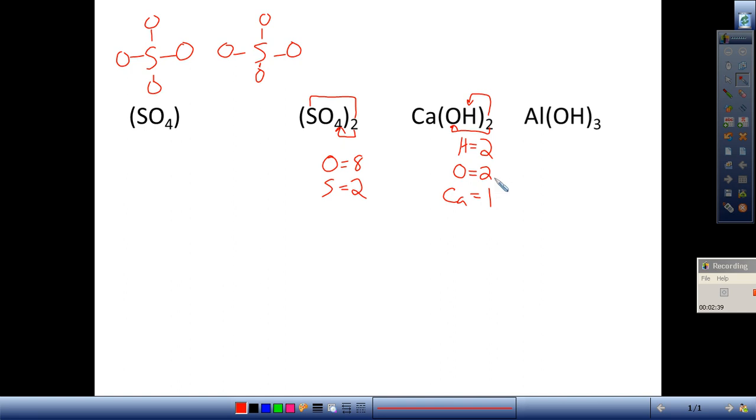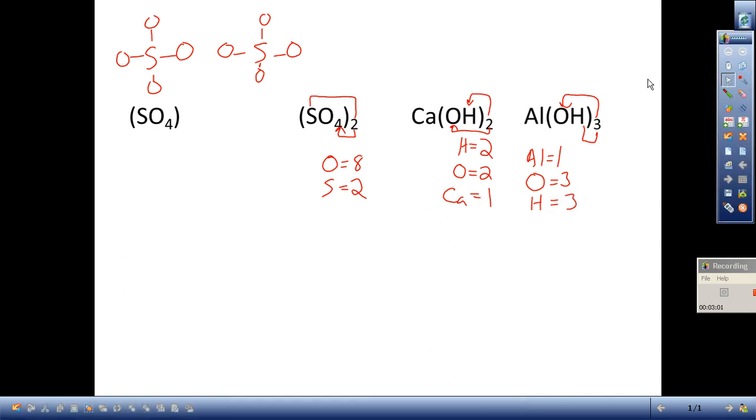So here I have 1 calcium. It's all by itself. Okay, same thing here. How many aluminums? I have 1 Al. I have a 3 here, so that triples everything inside. So it triples that, and it triples that. All right, so now we know how to count those guys.